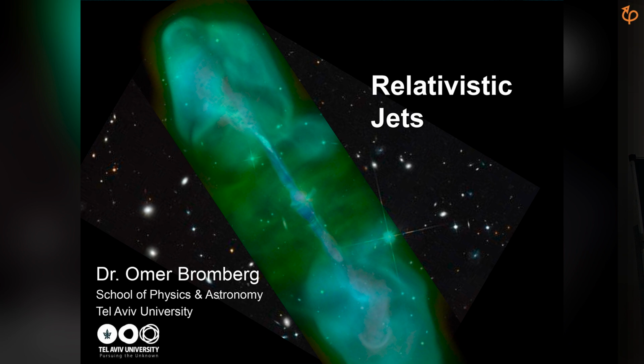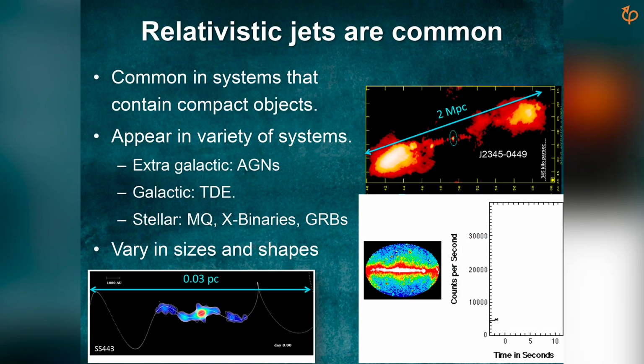And one of the most important properties of these jets is that they are relativistic. That's why they're called relativistic jets. So I will focus most of my talk on the relativistic properties of these jets and how do they know that they are relativistic. So as I said, they are common in many systems that involve compact objects.